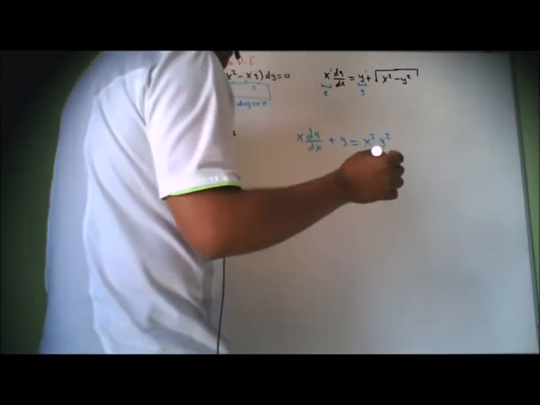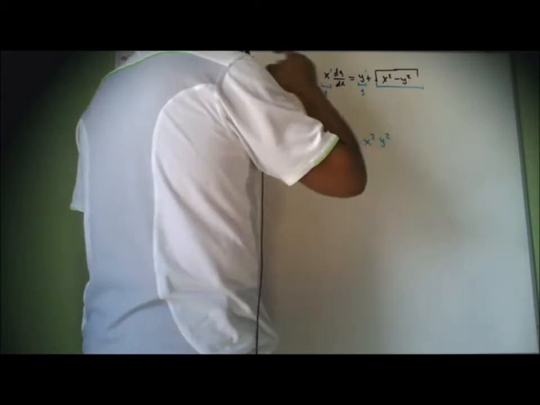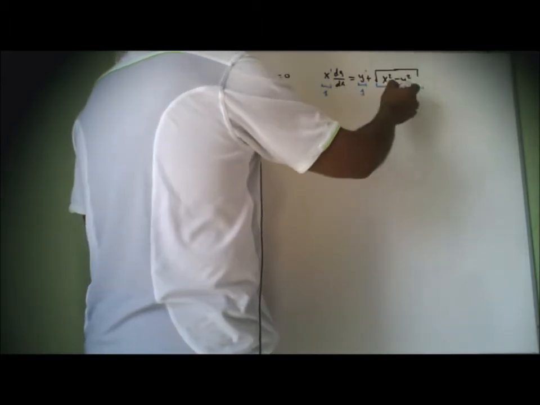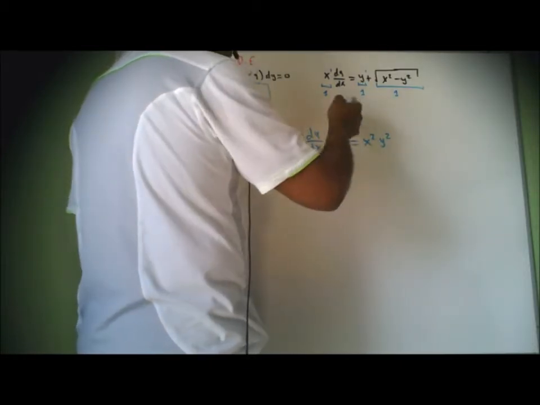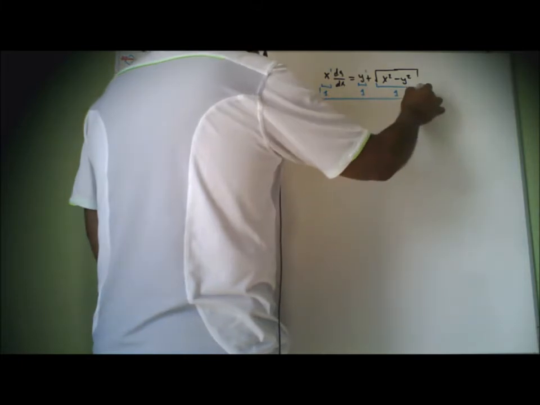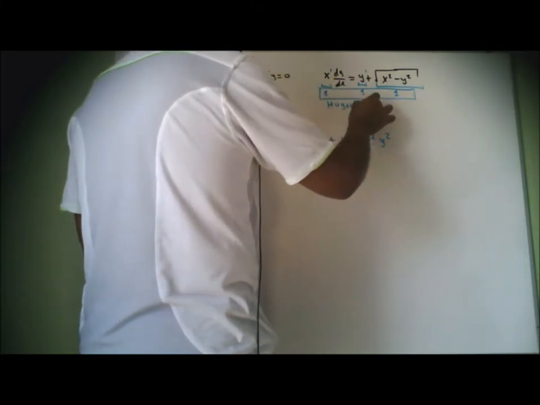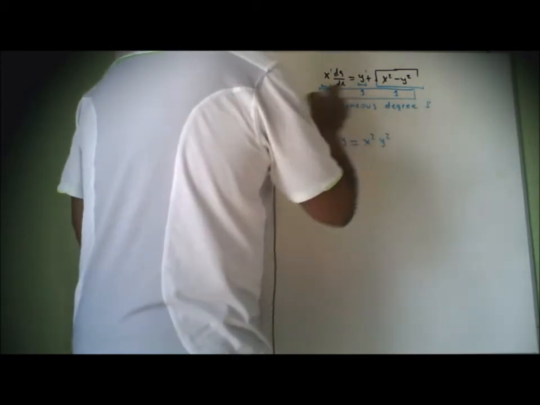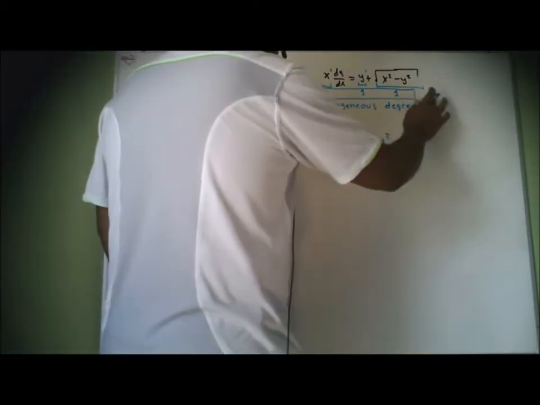Now you can see here that x and y have power 2, but they have the square root. So in the end, all this expression is power 1, because the square and the square root cancel. So this is homogeneous degree 1, and this is degree second, then this will be first.